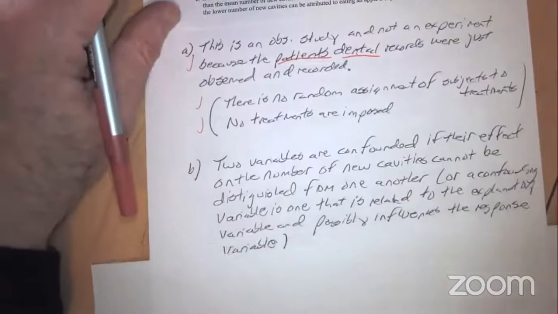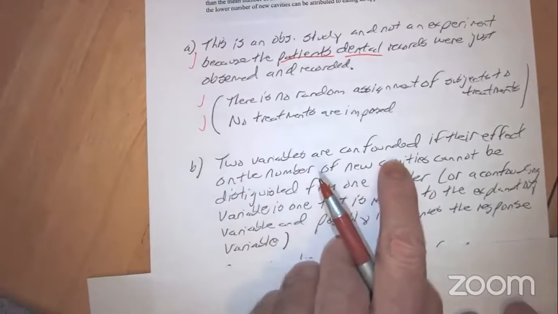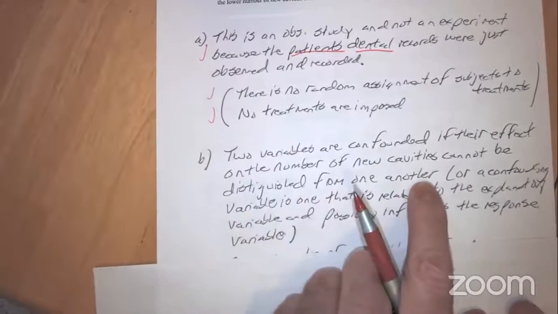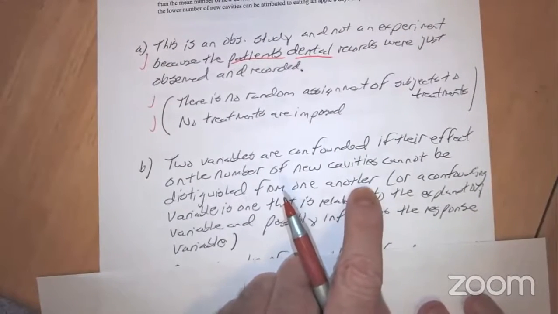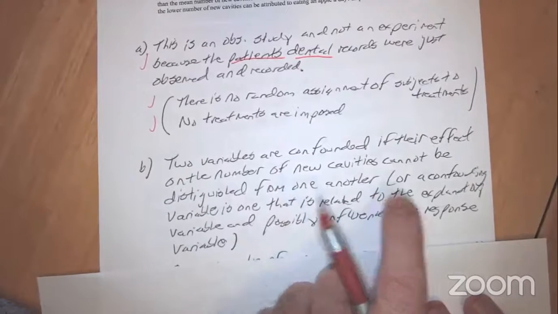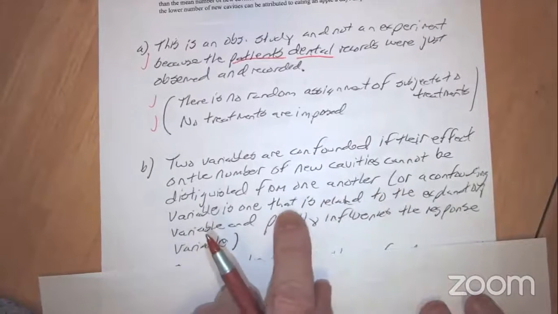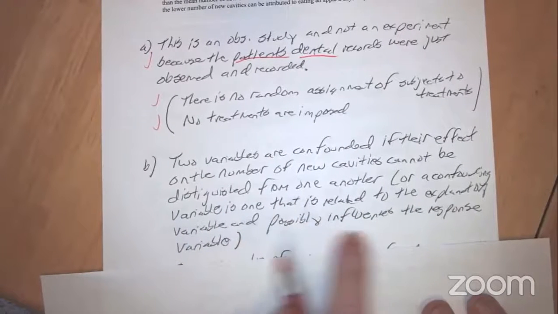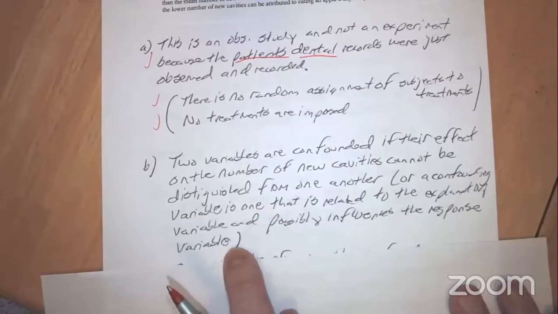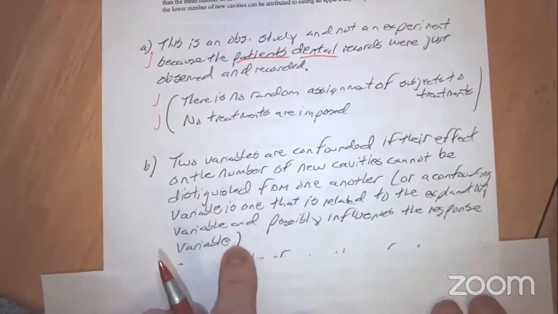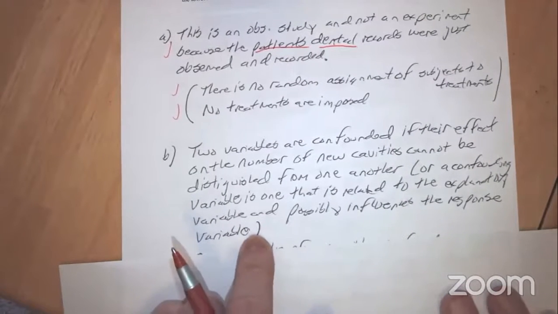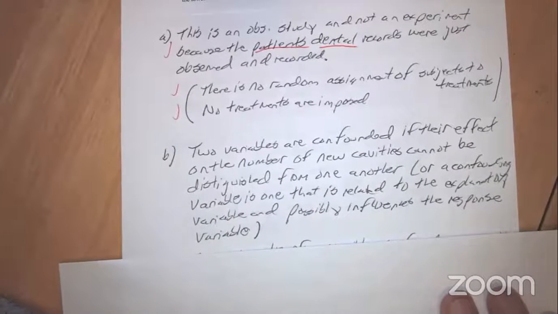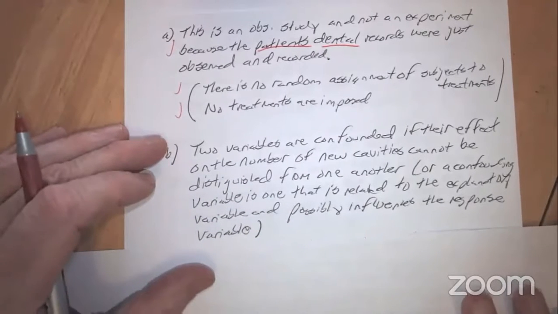But that seems to help my students, and I want to make sure that we have two different things here. So two variables are confounded if their effect on the number of new cavities cannot be distinguished from one another. In other words, I don't know what caused the cavities. That's one way to phrase it. Or a confounding variable is one that was related to the explanatory variable and possibly influences the response variable. So again, I came up with two somewhat generic definitions of a confounding variable. Both of those are fine. There's probably lots of other ways where you can also correctly identify it.